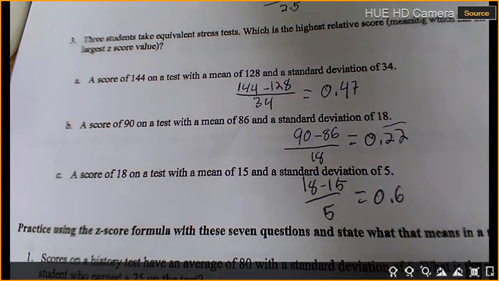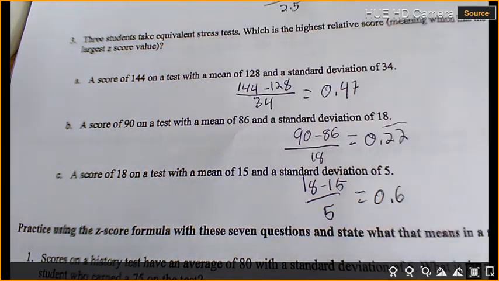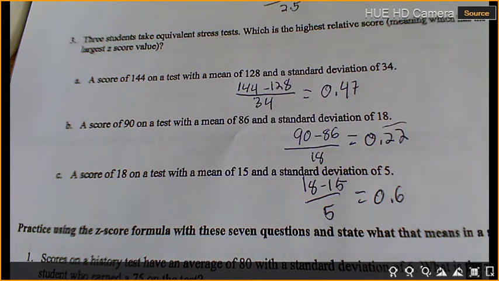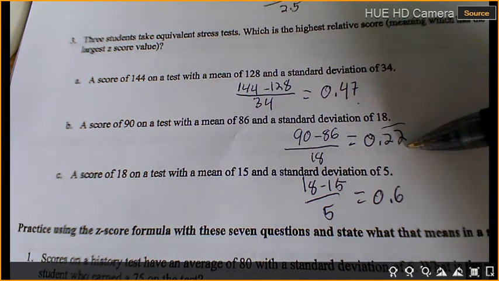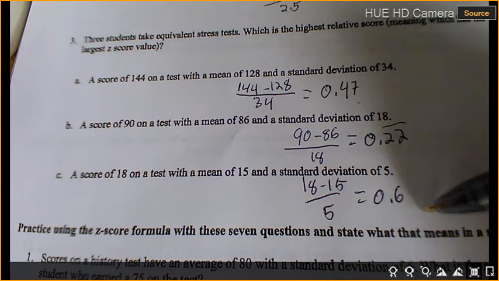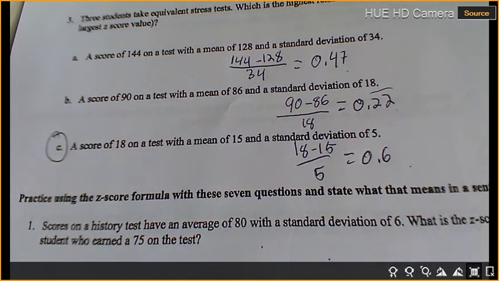Which one, A, B, or C, is the highest? A is 0.47. B is 0.22. C is 0.6. So C. Okay, I think you guys get this.